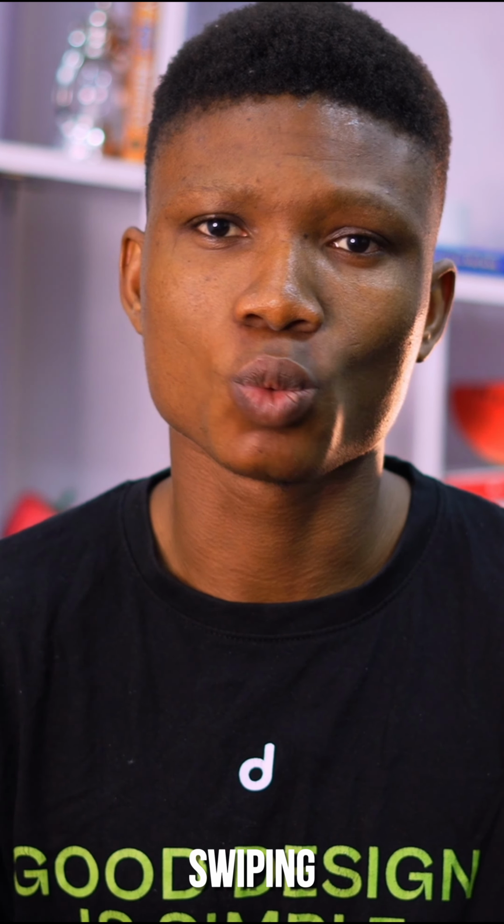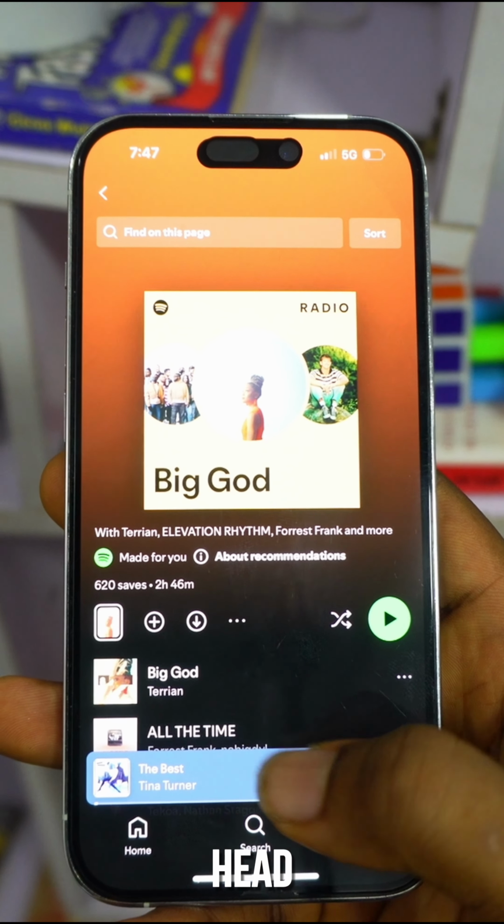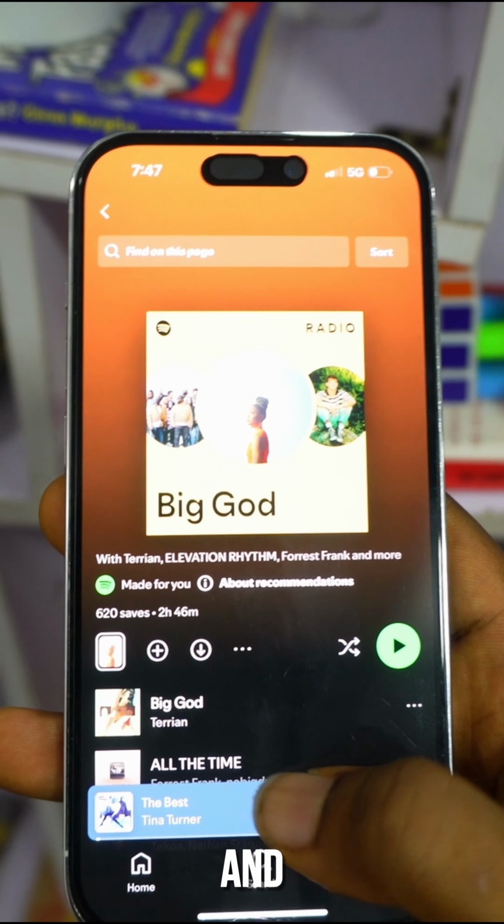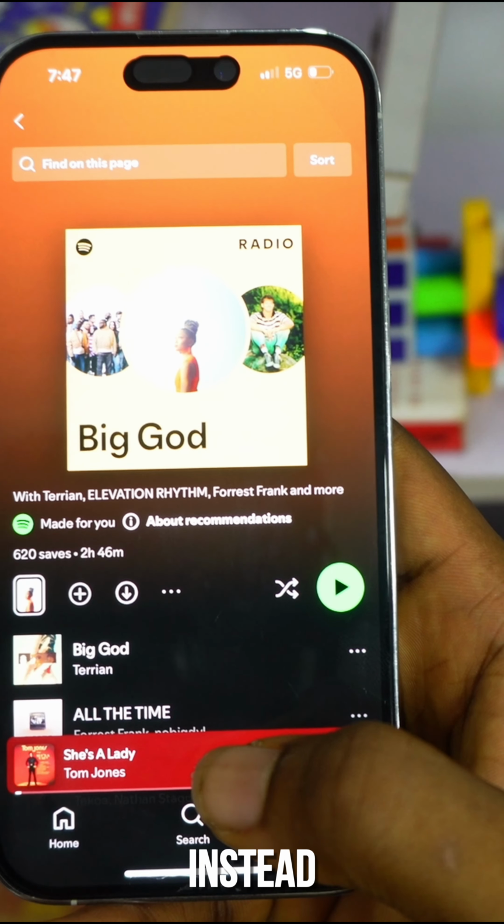So one thing I found really interesting is you could change song on Spotify just by swiping left and right on the player head. Another is you could zoom into Google Maps just by tapping and scrolling down to zoom in, instead of the traditional pinching with two fingers or two hands. Now, this is an example of gestures. Well, hidden gestures in this instance, because they are not such intuitive.